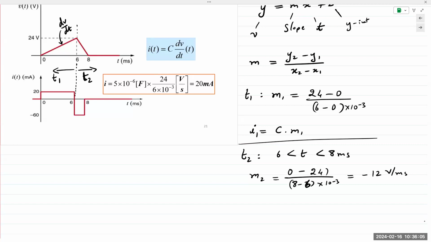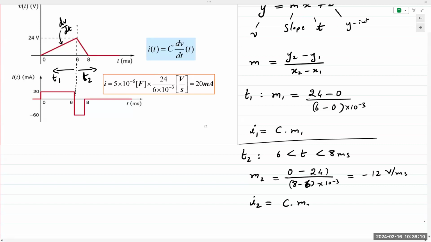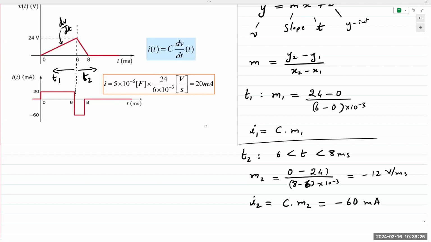So I have I2 as C times M2. You plug in the values and you solve it. We should obtain 60 milliamps. Oh, minus 60 milliamps. Again, negative slope, right? And negative in this case simply implies the current is now flowing in the opposite direction. That's all. This capacitor is actually discharging on the other side.